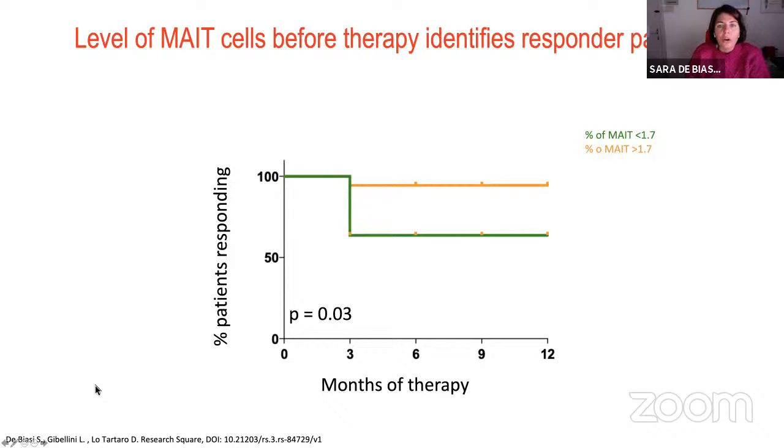Finally, we correlated all of this data with clinical data. And what we found is that the level of MAIT cells before therapy could identify responder patients. So we took the median level of MAIT cells, which was 1.7% of CD8 positive T cells, and we stratified the patients on the basis of response to therapy. And what we found here is that this value was able to identify patients who will respond to therapy.